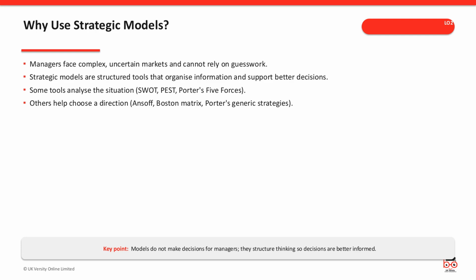Managers rarely have the luxury of certainty. They're making big decisions in complex, fast-moving markets, and guesswork is expensive. Strategic models are simply structured tools that organize information so those decisions are better informed. Some help analyze the situation, like SWOT, PESTLE, and Porter's 5 Forces, while others help choose a direction, like Ansoff and the Boston Matrix. The key thing to remember is that a model never makes the decision for you. It just makes your thinking clearer.